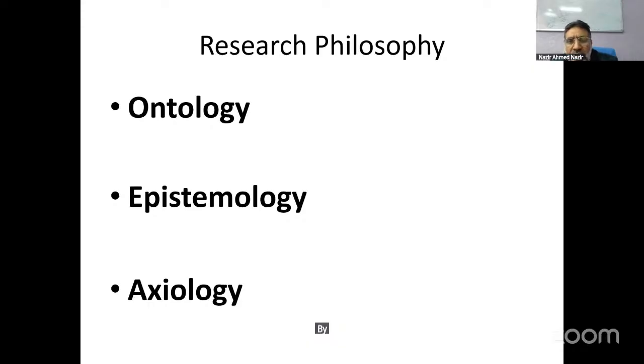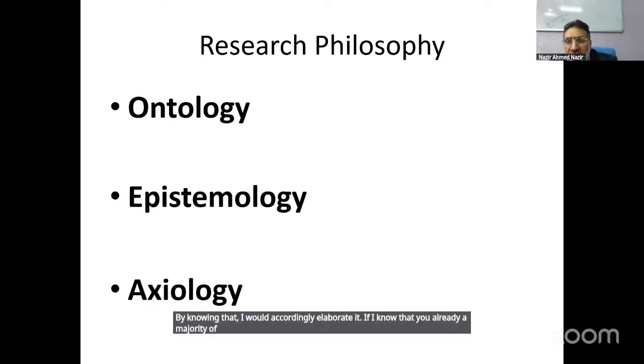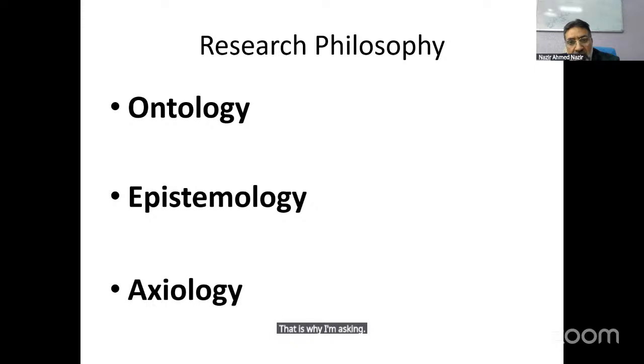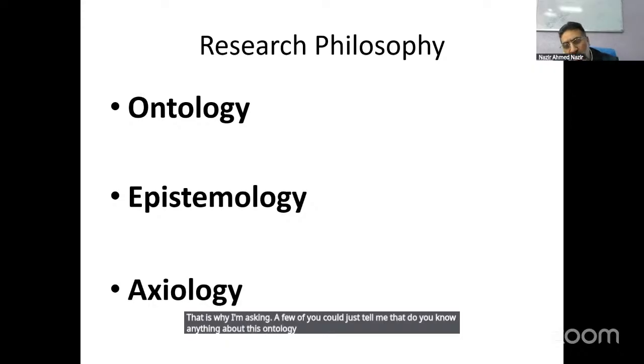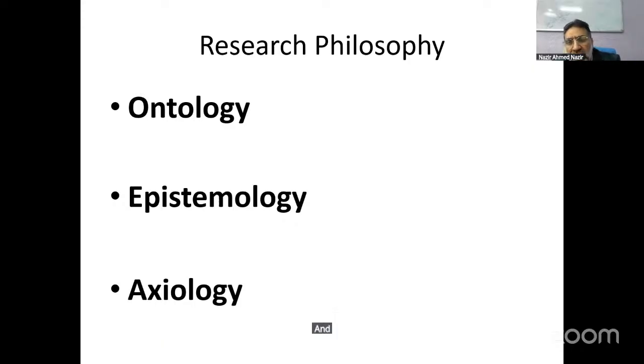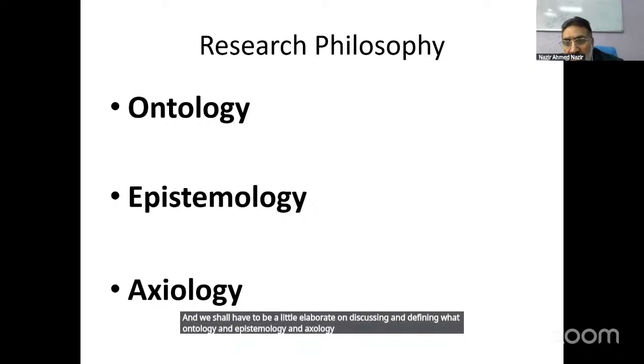By knowing that, I would accordingly elaborate it. If I know that a majority of you already know it, then I can give a passing reference to it. If I know that a majority of you haven't gone through it, or don't have much of an understanding of this, then I will be a little more elaborative. That is why I'm asking. A few of you could just tell me, do you know anything about ontology? Anyways, there's no response. That means that you might have skipped it. And we shall have to be a little elaborate on discussing and defining what ontology and epistemology and axiology mean. Am I right?